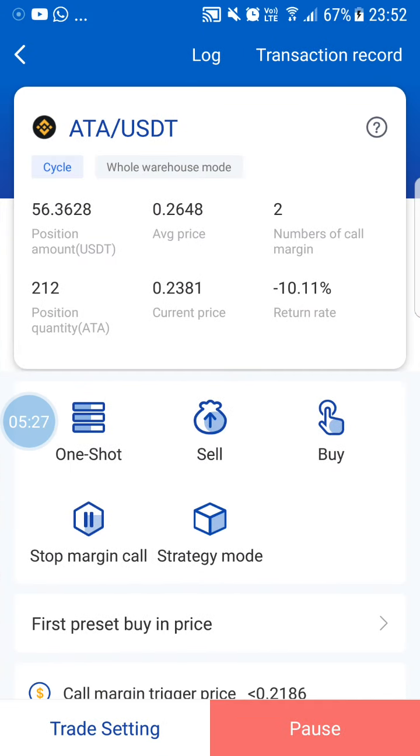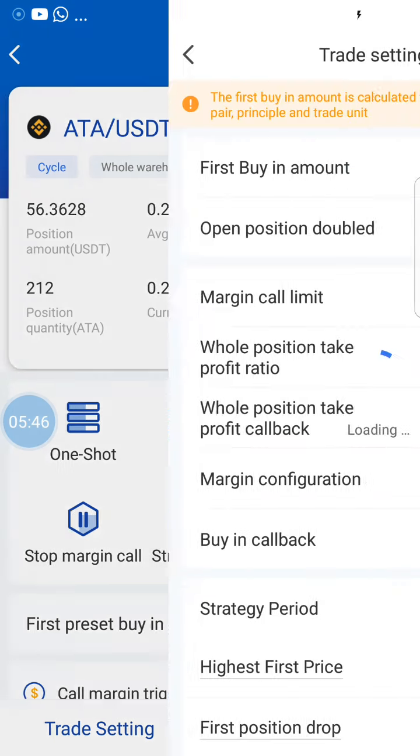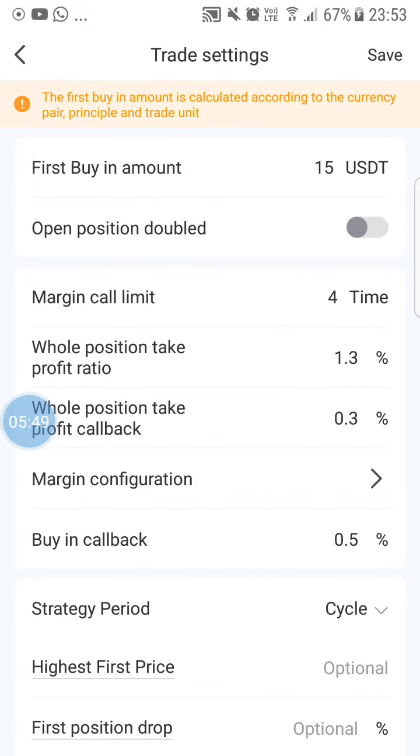When I click on it, you can see on the top left there is 56.3628 USDT that has been invested in this at the moment by the bot, and there are two numbers of margin calls. I think I should just show you how the trade settings are here. The first buying amount is $15. Margin call limit is 4 times.